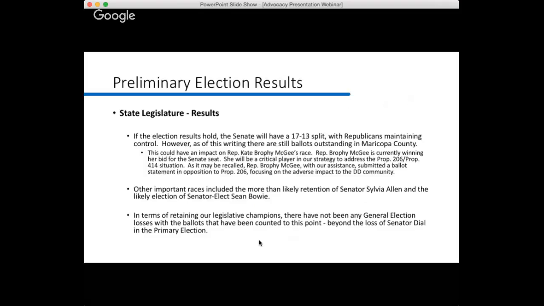In other important races, Senator Sylvia Allen up north will likely be retained, and Senator-elect Sean Bowie, who is a Democrat, will likely win out as well. In terms of our legislative champions, we have not experienced any general election losses with the ballots that have been counted to this point. Again, there are still many ballots outstanding in Maricopa County that could change that. And of course, as you all know at this point, we haven't experienced any losses beyond the loss of Senator Dial in the primary election.